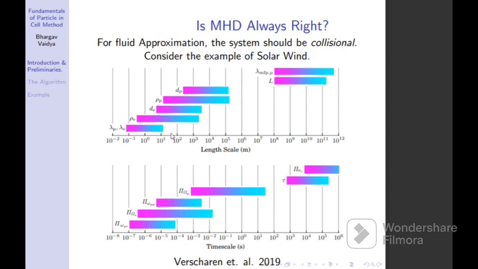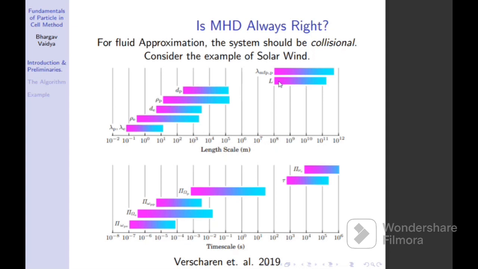And then there are these different properties, like for example, these two. So this is the mean free path of a proton. What is the mean free path? It's basically the minimum distance it travels before a collision. So this is the length of the system. What is the length of the system? 1 astronomical unit, I mean Sun to Earth. This is the length of our system.